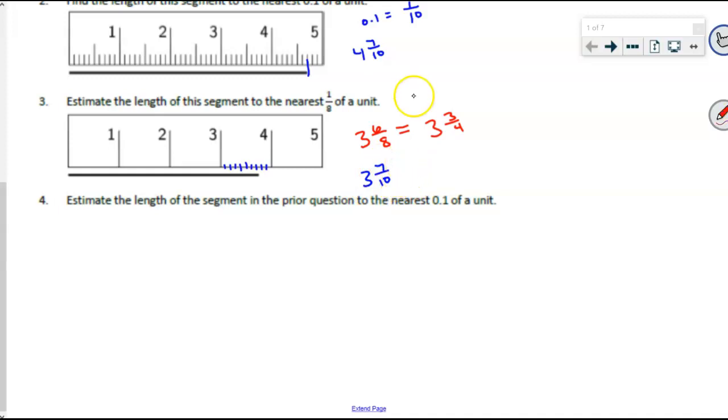Interesting. This 3 and 3/4 ends up being 3 and 0.75. This is 3.7. So you can see when I'm measuring or estimating to these different amounts, they're not going to be precise. That was a little bit different than this because we're breaking it up into different pieces.